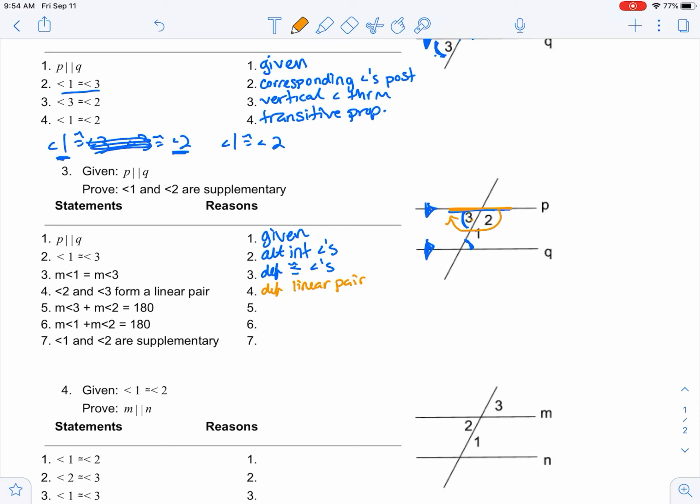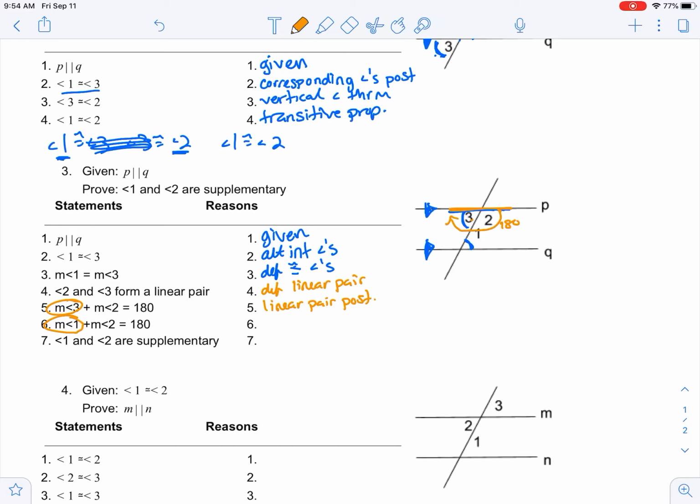Now, what do we know about a linear pair? If angle 2 and 3 form a linear pair and we can draw that half circle, what do we know about them? We know that they add to be 180. So that would be the linear pair postulate. Okay, so angle 2 and angle 3 add to 180. That's good. But how do I go from angle 3 suddenly turns into an angle 1 in the next equation?